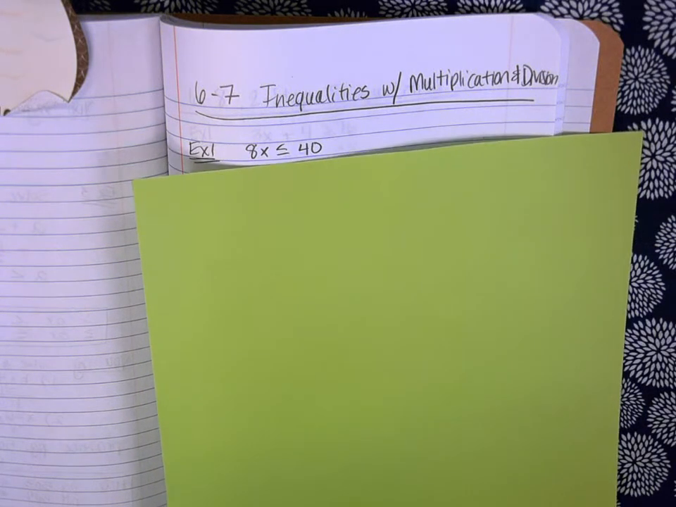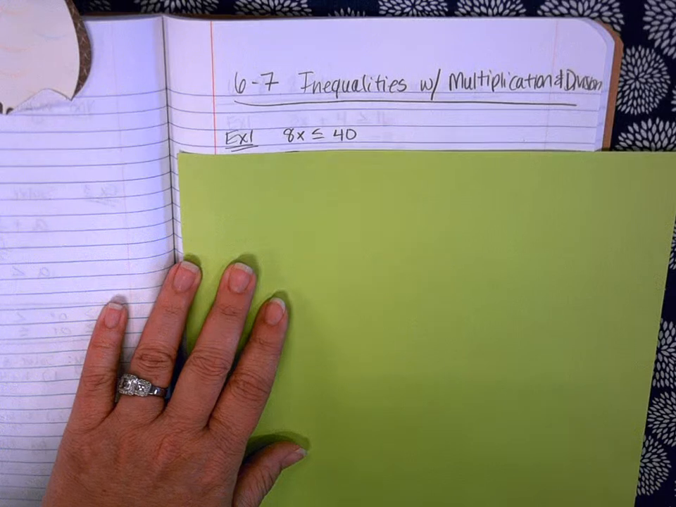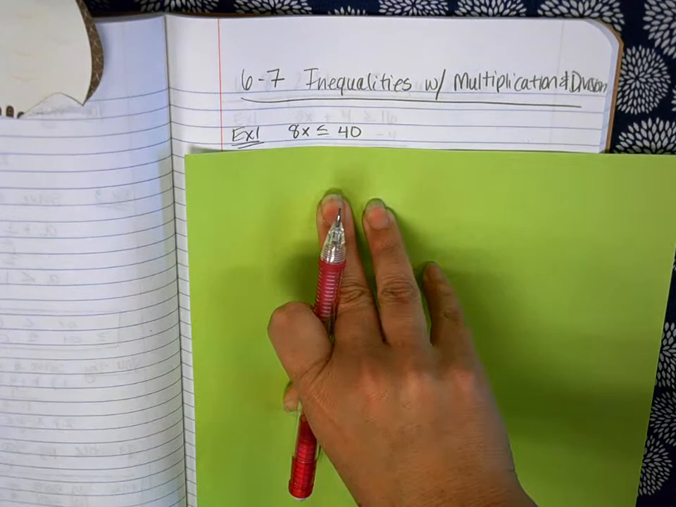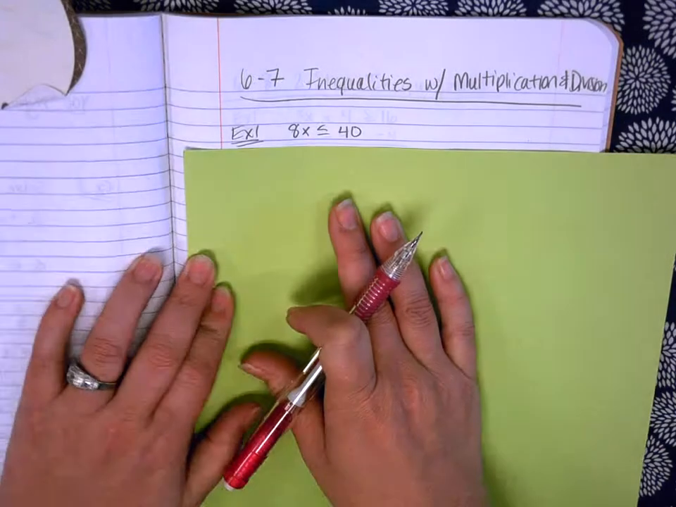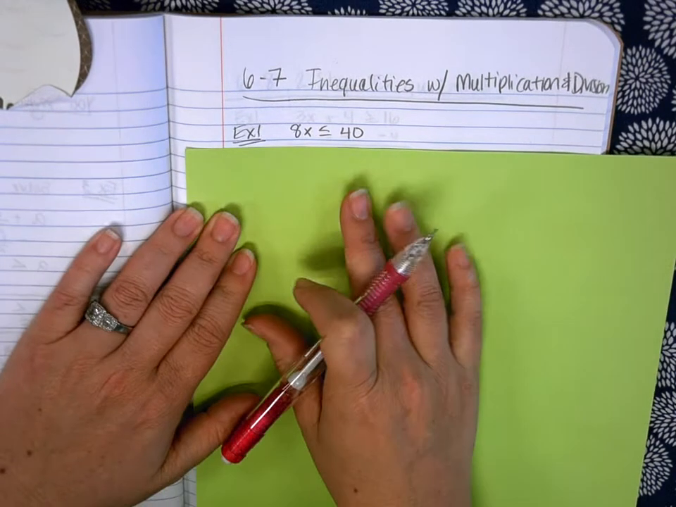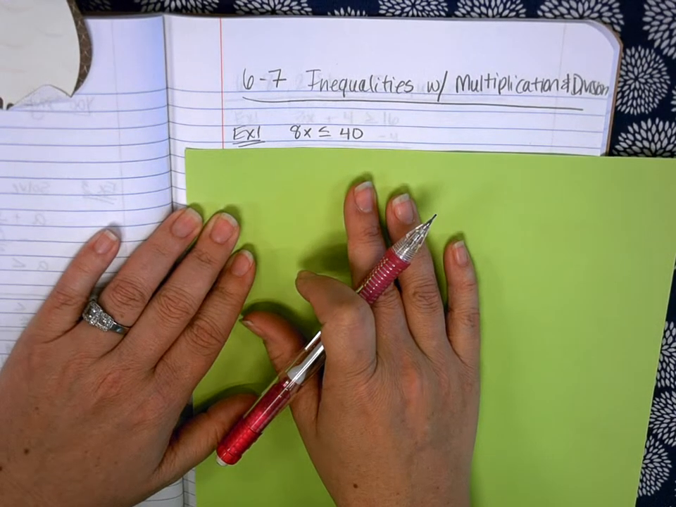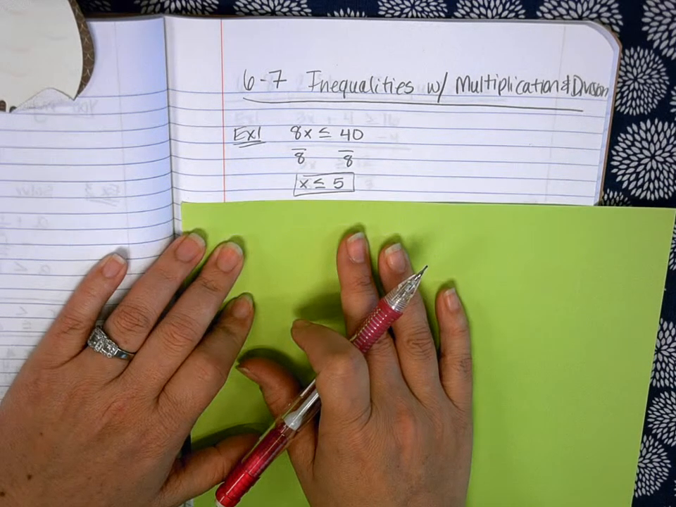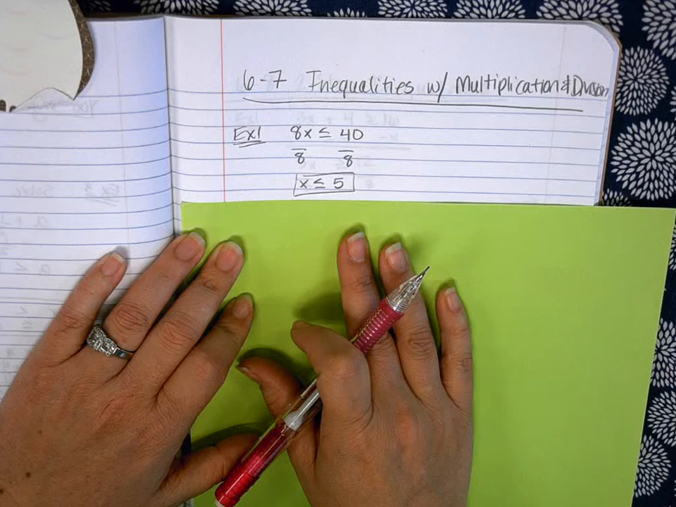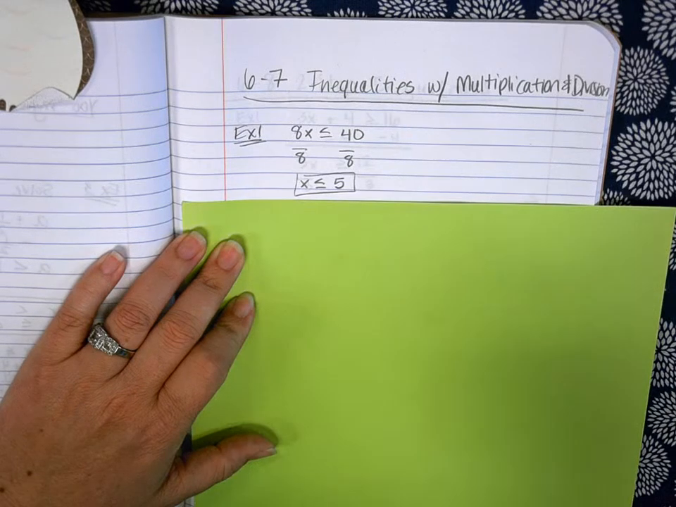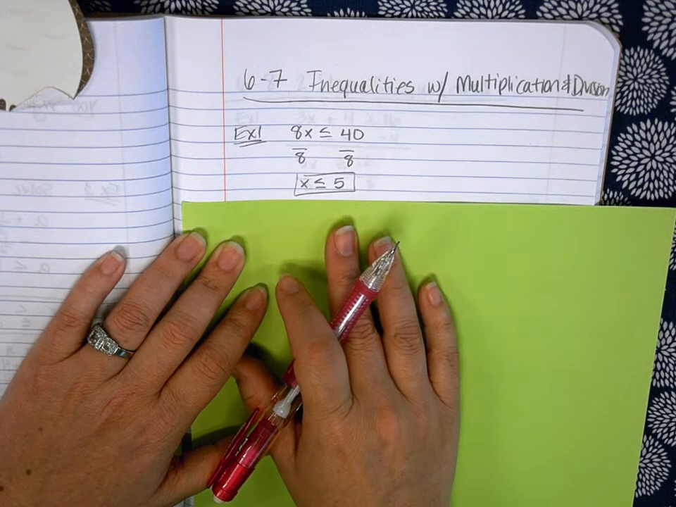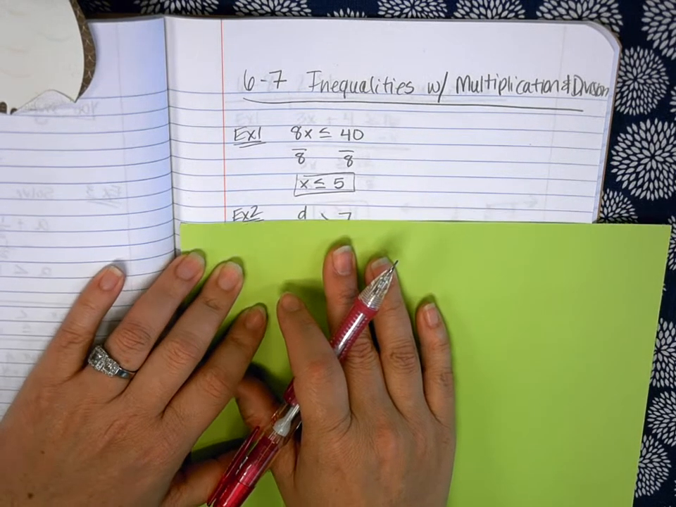Real simple. So 8x is less than or equal to 40. You guys should know how to solve these because you solved them with an equal sign and it's no different. So we divide by 8. X is less than or equal to 5. Okay, so you solve it the same way you've been solving with equal signs, but you write your inequality.